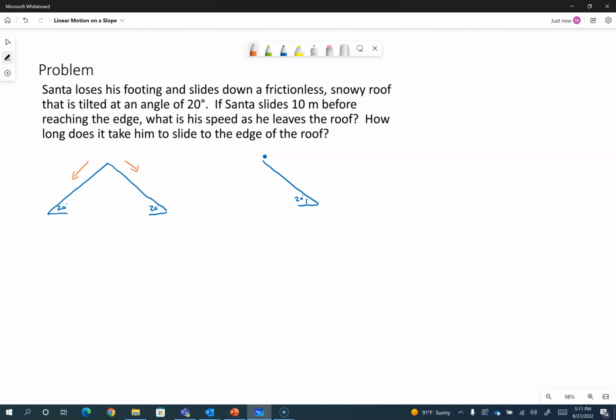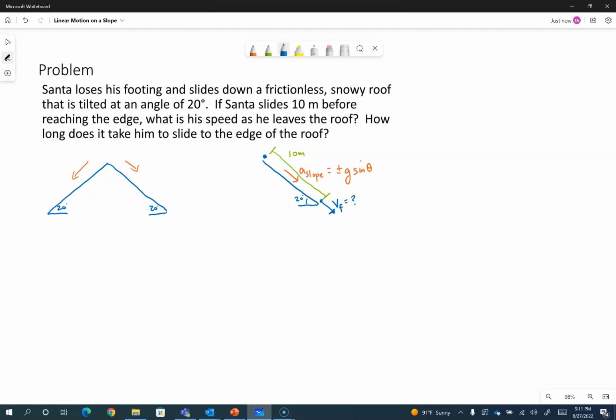So I'm just choosing this to be the direction. I know the acceleration points down the slope. That's always the case. This acceleration is the plus or minus g sine theta, which we will choose the correct sign, the plus or minus, based off of how we choose our coordinate system. The problem does tell us that Santa slides 10 meters to the edge, and we want to know how fast Santa's traveling as he leaves the roof. So he has a speed here. That's what we want to find.